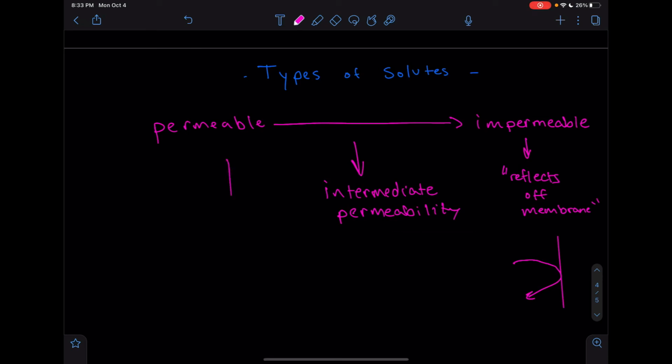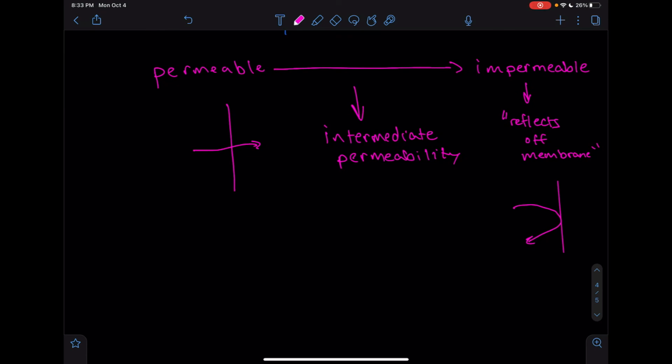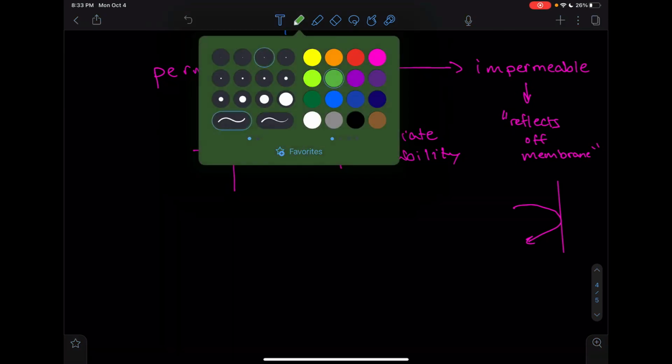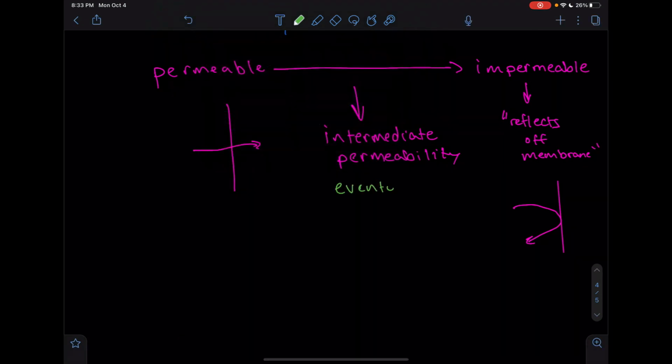This one just crosses right through. Over here, we have things that eventually cross through the membrane, but not right away. These are called ineffective osmoles, because they don't actually contribute to something called tonicity, which we're going to talk about in a different video, but they are able to cross through the membrane. It just takes a lot of time.